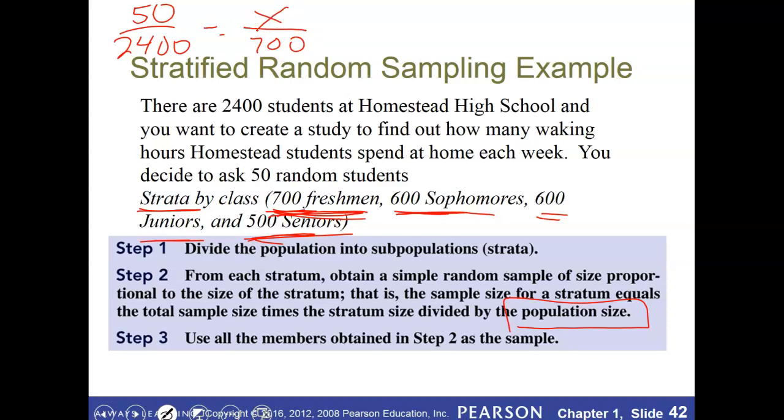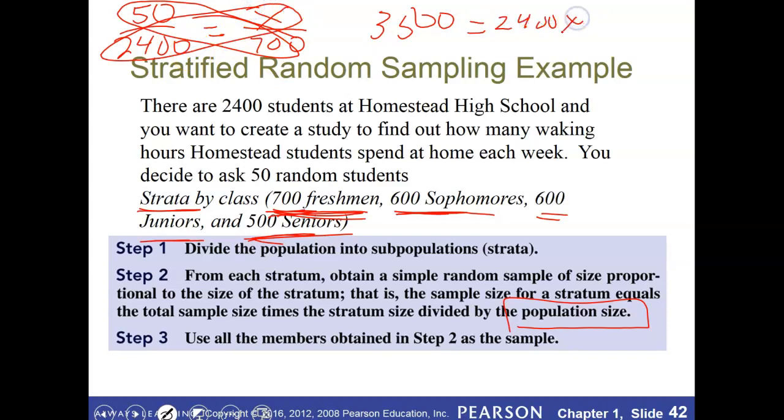And hopefully we remember that to solve a proportion, we're going to cross multiply. I'm going to take 50 times 700, which is 3,500. That's this cross product. That's going to equal the other cross product, which is 2,400 times x. So then I'm going to divide by 2,400, and that's about 14.58 people. Now I'd have to round this. I could round it up or down. So suppose I would ask then 15 freshmen.